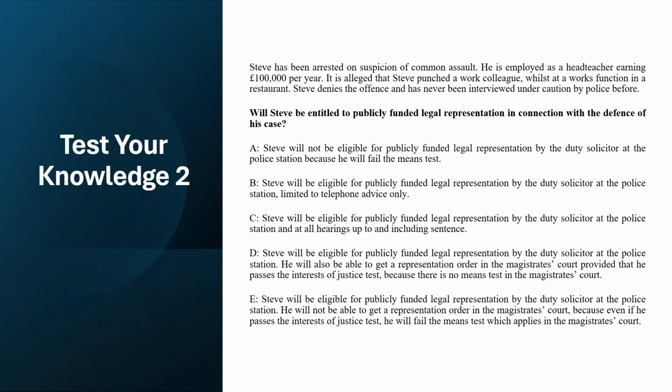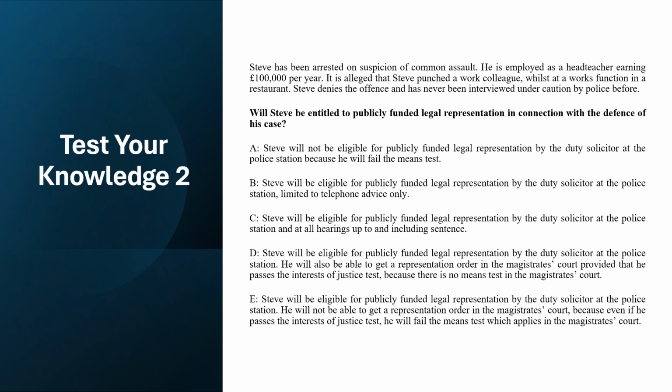And you get options A, B, C, D and E. A is Steve will not be eligible for publicly funded legal representation by the duty solicitor at the police station because he will fail the means test. Option B is Steve will be eligible for publicly funded legal representation by the duty solicitor at the police station, limited to telephone advice only. C is Steve will be eligible for publicly funded representation by the duty solicitor at the police station and at all hearings up to and including sentence.